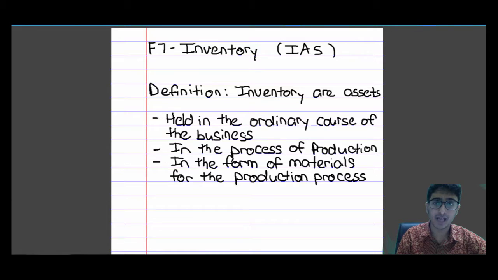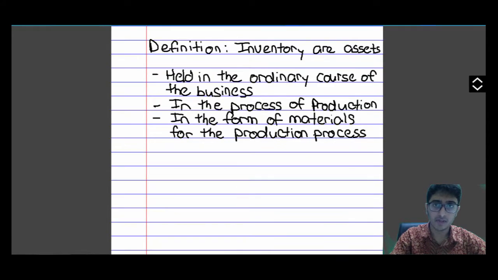Inventory can also be assets which are in the process of production. This means that it is not 100% complete. This is what we usually call work in progress. And it is in the form of materials for the production process. Now, from the definition stated, I can conclude that there are four types of inventories.